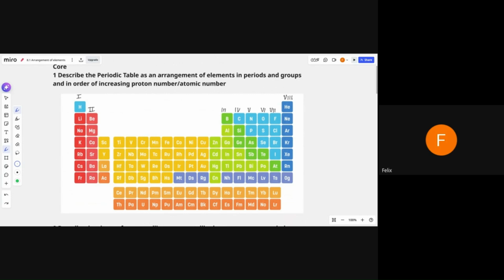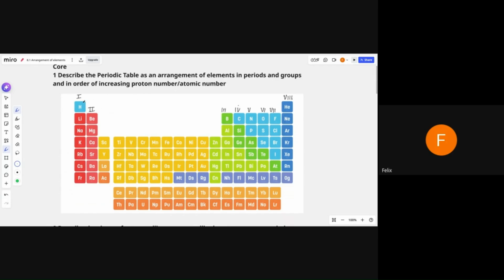Remember that hydrogen is not a part of group 1. It starts with lithium, sodium, potassium, rubidium, cesium, and francium. This is group 1. And then group 2 is beryllium, magnesium, calcium, strontium, barium, and radium. And then we have group 3, group 4. These are non-metals after group 3. So from group 4 to group 8, these are non-metals.